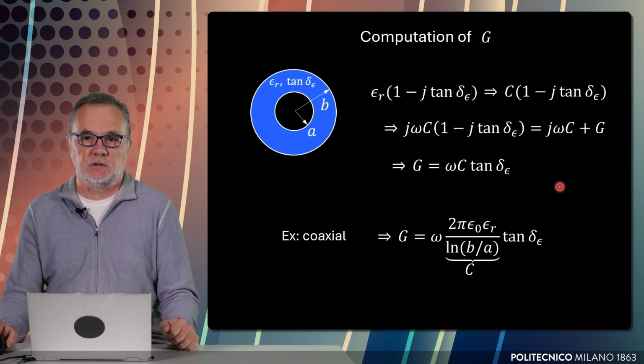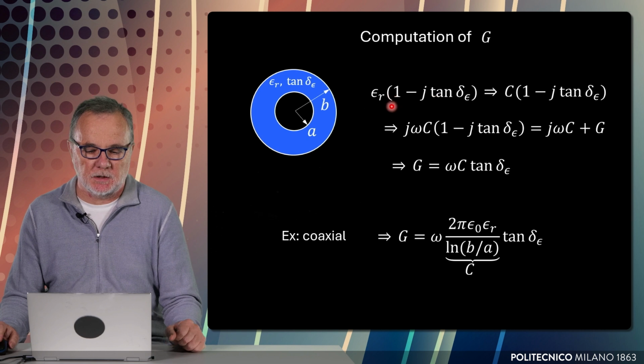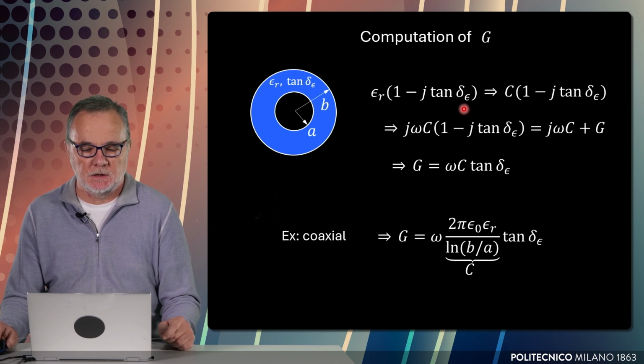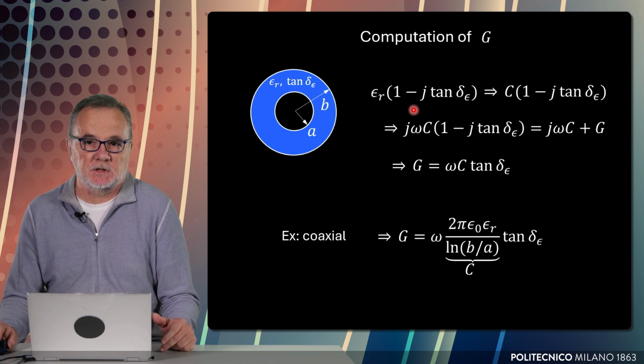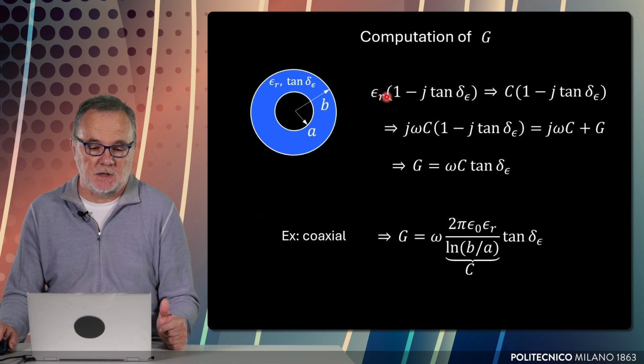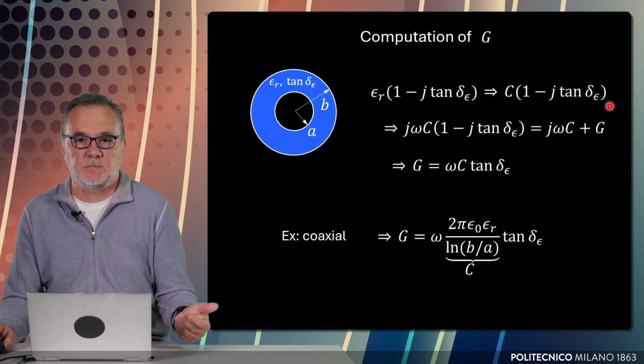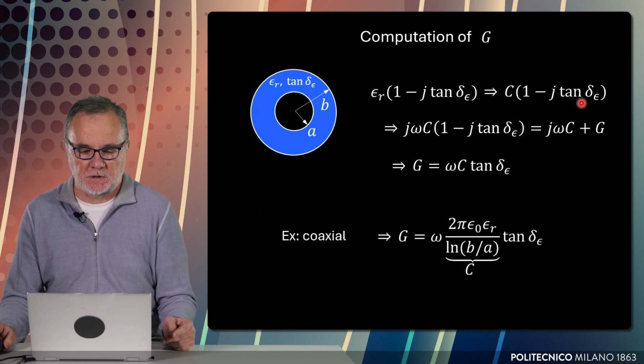As for G, we observe that losses in dielectrics are represented by a complex dielectric constant, and therefore epsilon r, the relative dielectric constant, is multiplied by a term which is 1 minus j times the loss tangent of the dielectric. Since the capacitance per unit length is proportional to epsilon r, the capacitance per unit length becomes proportional to a complex term, because we introduced a complex dependency to epsilon r.